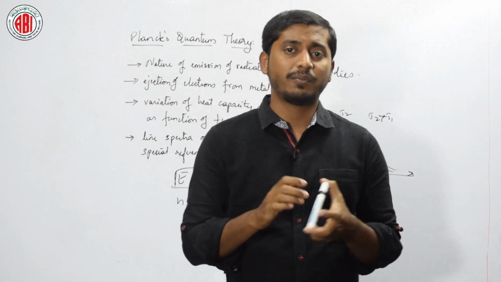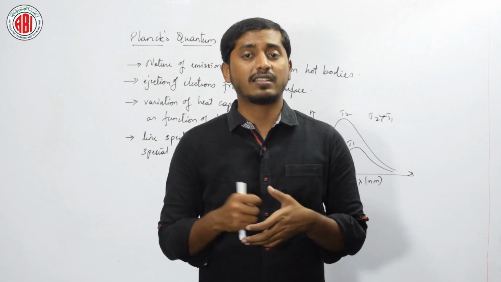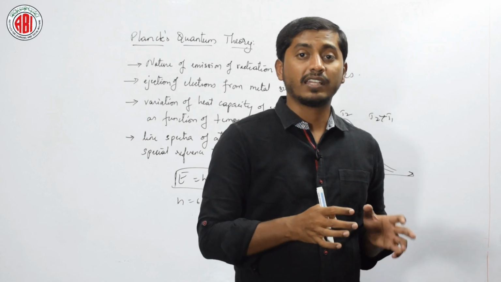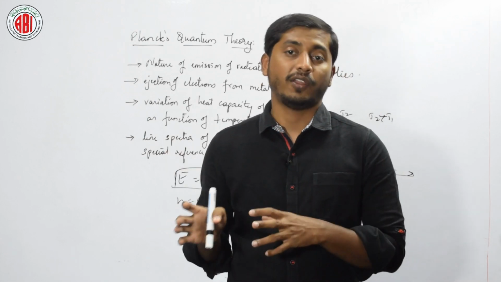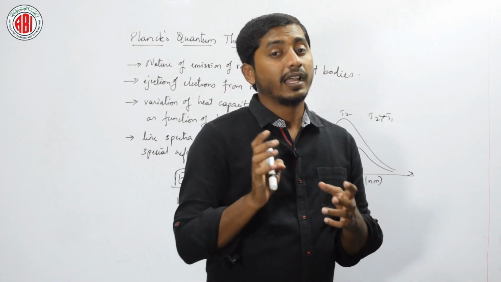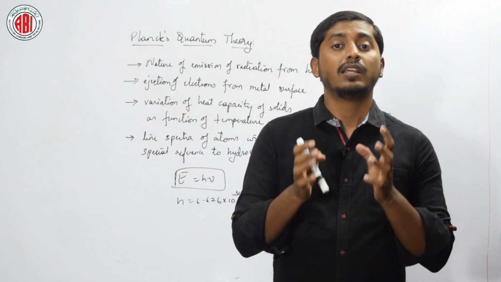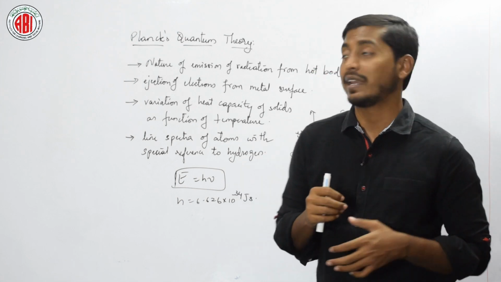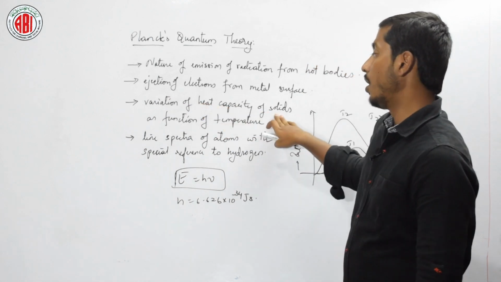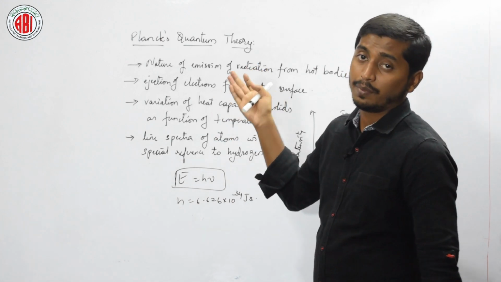What is the difference between the colors? Initially it will start with red and finally it will end with white. What is the reason? It starts from a lower frequency of energy and ends up at a high frequency, going from red to blue to white. He tells that the whole radiation, the amount of radiation and the frequency, depends upon the temperature. He also explains the variation of heat capacity of a solid as a function of temperature. These are all conclusions of his black body radiation experiment.